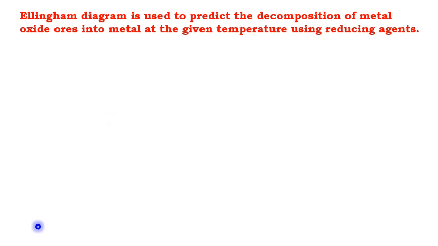Right, now let us consider the reduction of a metal oxide by using a reducing agent, carbon, into its metal. So here the metal oxide is converted into metal by using the reducing agent carbon. Right, now the LEM diagram is used to predict whether this reaction is possible at the given temperature or not.